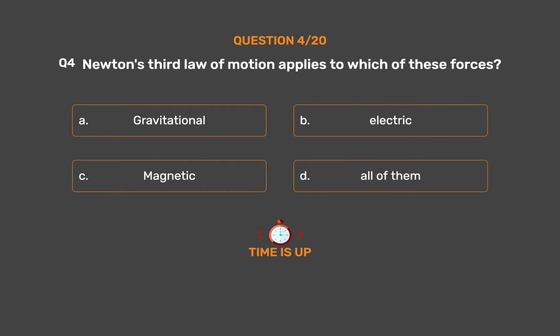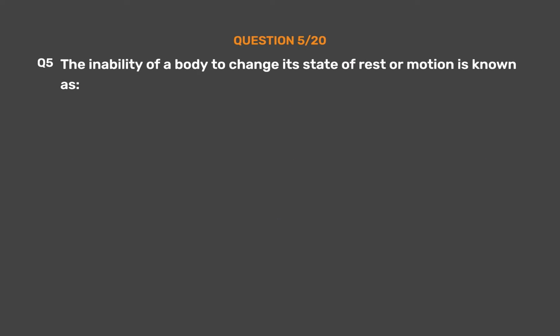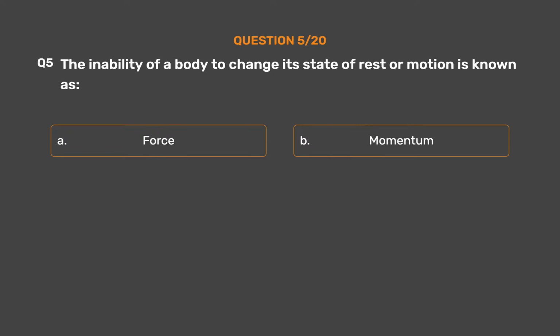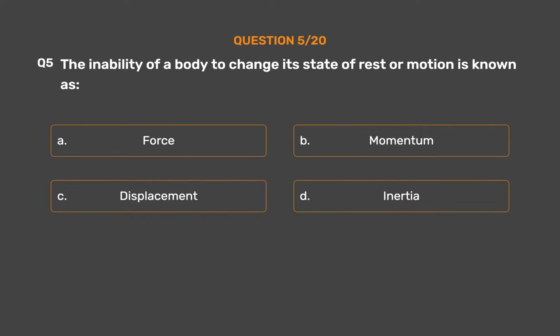The correct answer is Option D. All of them. Question number 5. The inability of a body to change its state of rest or motion is known as Option A. Force. Option B. Momentum. Option C. Displacement. Option D. Inertia.